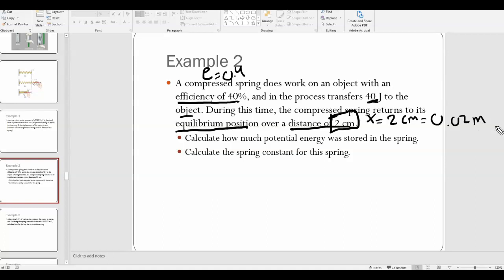First question says calculate how much potential energy was stored in the spring. 40 joules went into the object. That doesn't mean 40 joules was in the spring, because there is only a 40% efficiency rating. Okay, so let's think about this.